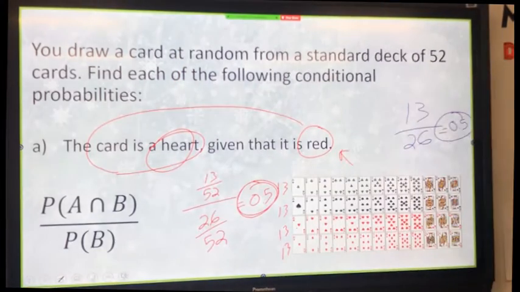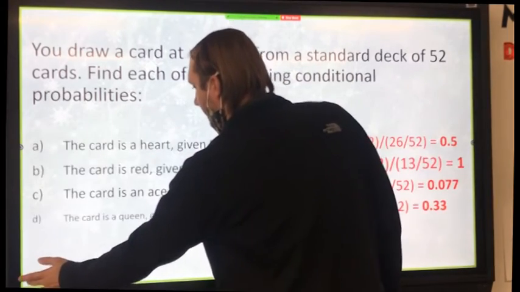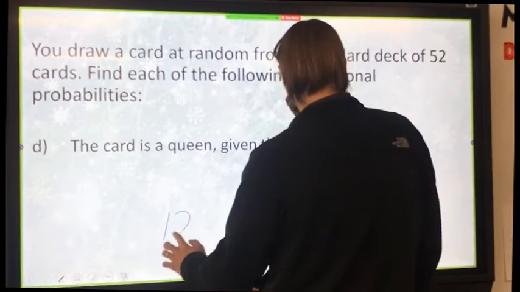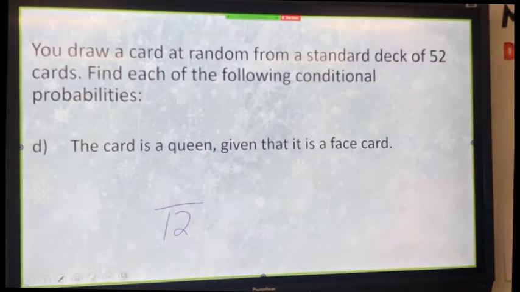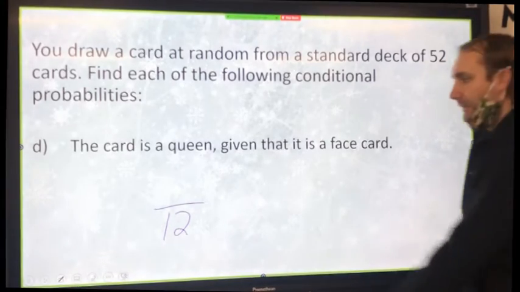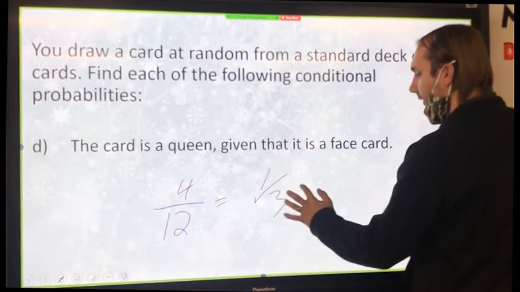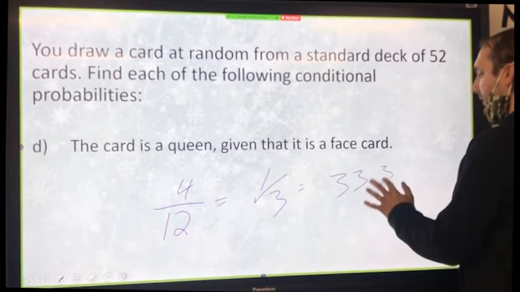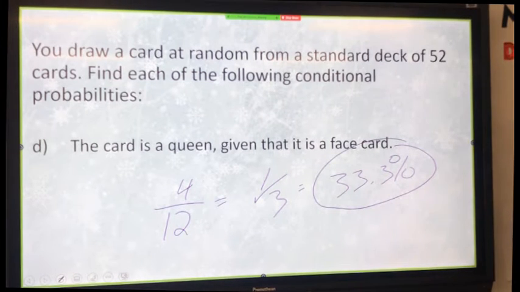So how many face cards do I have? 12. Very good. So out of 12 face cards, how many queens do I have? How many queens are in a deck? 4. So I have a 4 in 12, or a 1/3, or a 33.3% chance of one of my face cards being a queen.